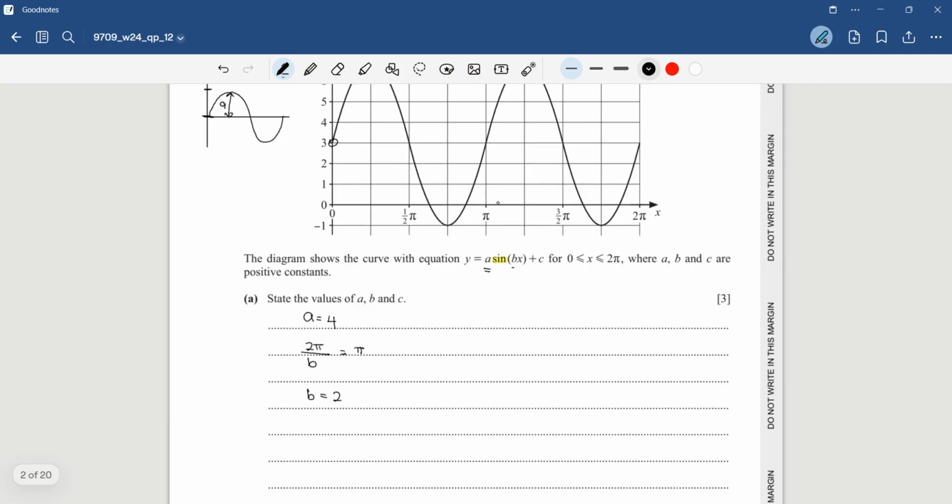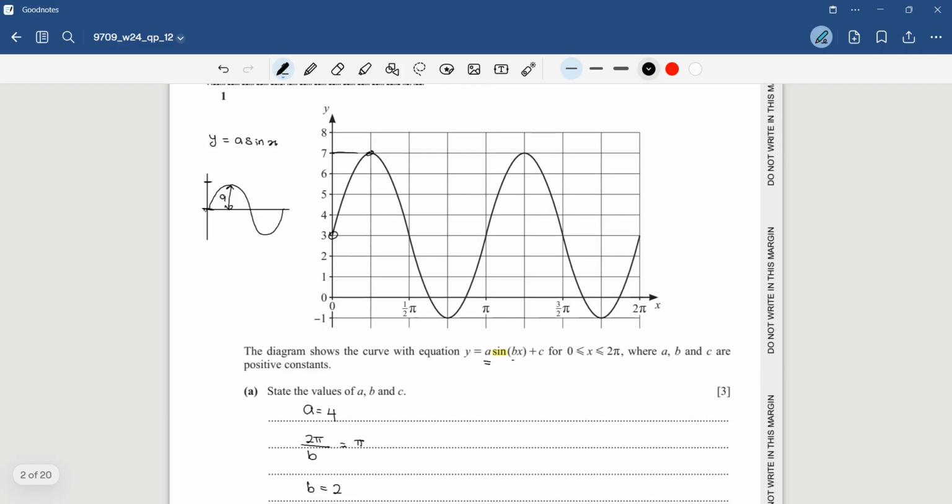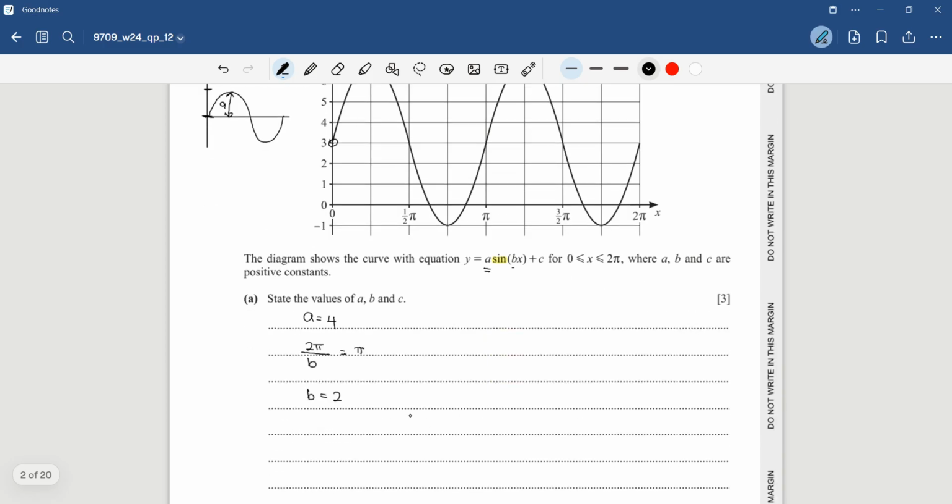And for c, it's supposed to start at 0, so this one must be at 0, but it moved 3 units up, which means it's translated 3 units in the vertical direction. So your c will be 3, because c here is actually the translation in the y direction, how many units go up. So this will be your a, b, and c.